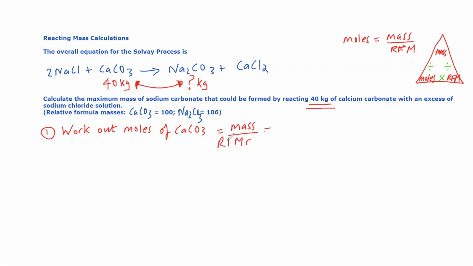I've said MR, I also mean relative formula mass. I'm going to change it. There you go, in case you get confused. This thing has lots of different names depending on what you're talking about. The mass is 40. The relative formula mass of calcium carbonate, I don't need to work it out because they give it to me. It's 100. So that makes 0.4. Okay, do you remember what step 2 was?